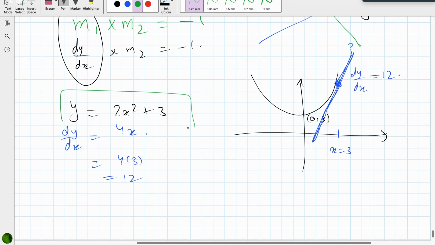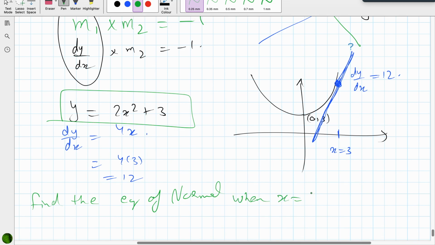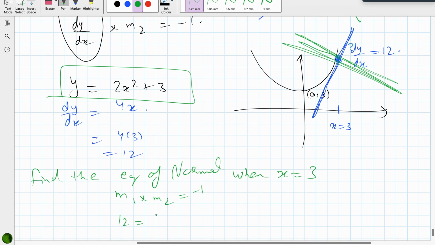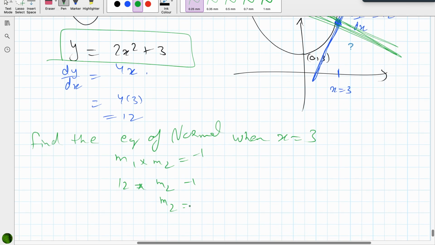And if the question tells you to find the equation of the normal when x is equal to 3, we know when x is equal to 3, the gradient is 12. So the gradient of the normal would be m1 times m2 is equal to -1. Tangent was 12, so m2 is equal to -1 by 12. So the gradient of the normal is -1 by 12.